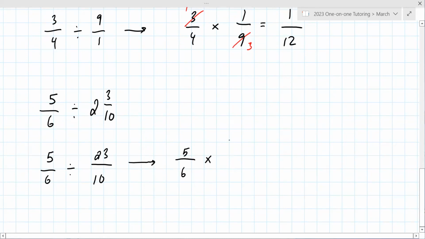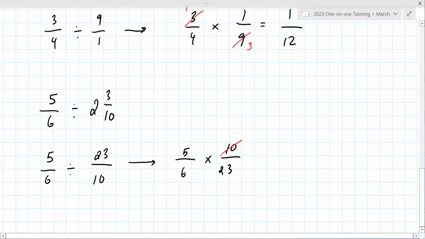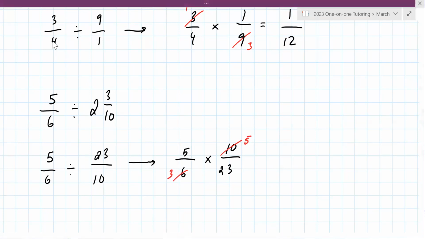And then if you can, you try to pre-reduce here. Now, nothing. 10 and 6, they're both even. So you can divide them both by 2. Oh, yeah, okay. Oh yeah, right. Because I didn't do the reciprocal. That's why I was saying. Yeah.